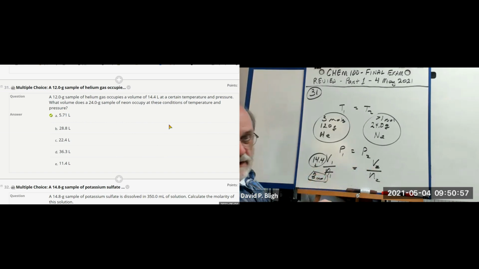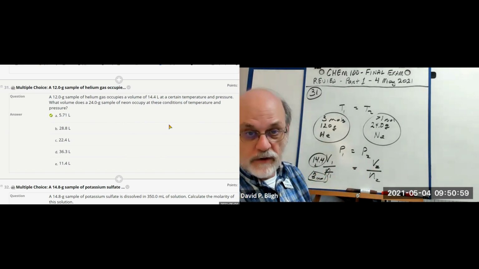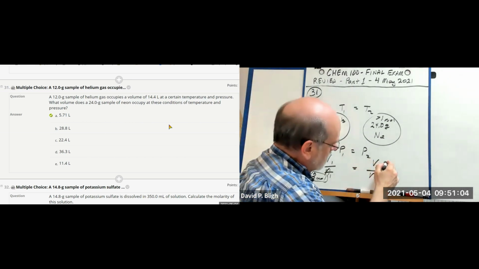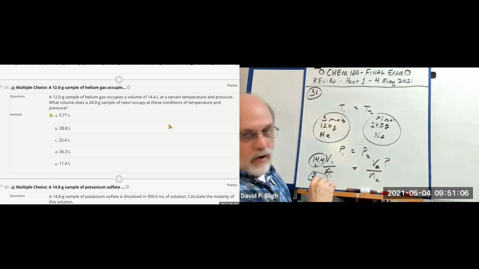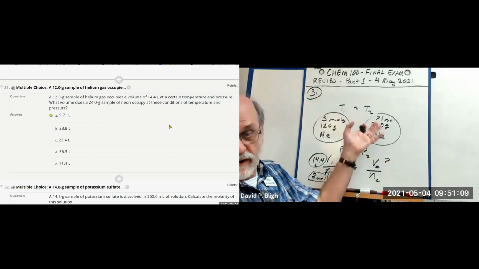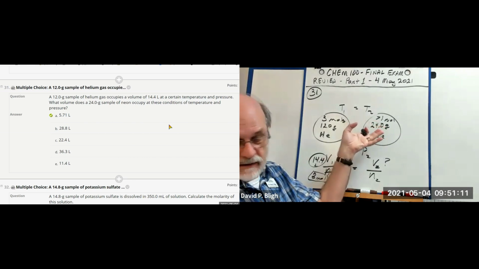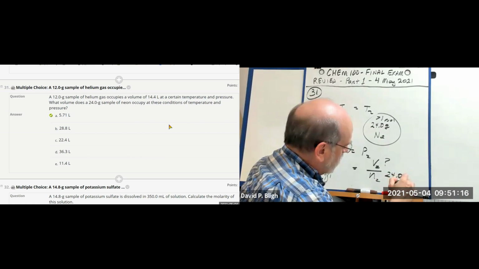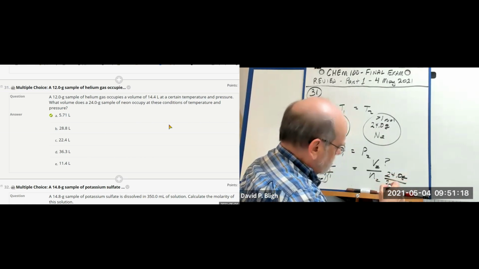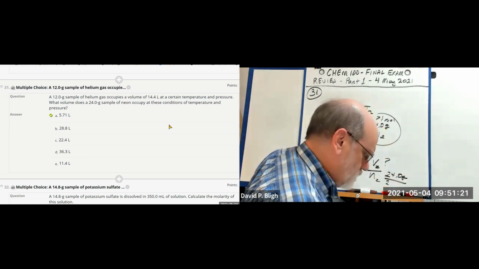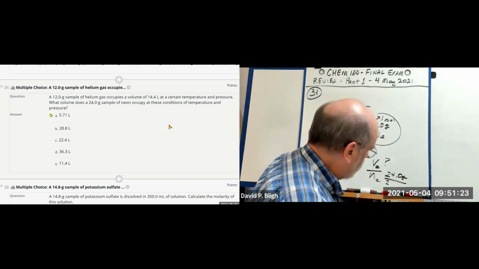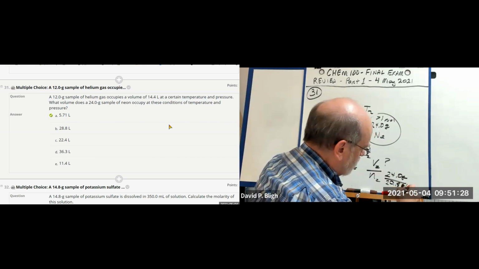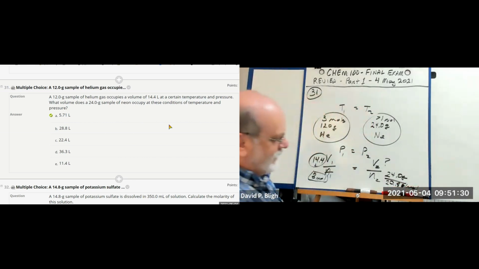How about this one? Well, the question is, what's the volume? Right? So the volume is unknown. How many moles do you have? Well, now we can't go with just greater than 1. We have to actually calculate it. So this number of moles is going to be 24.0 grams divided by 20.18 grams per mole. Okay.